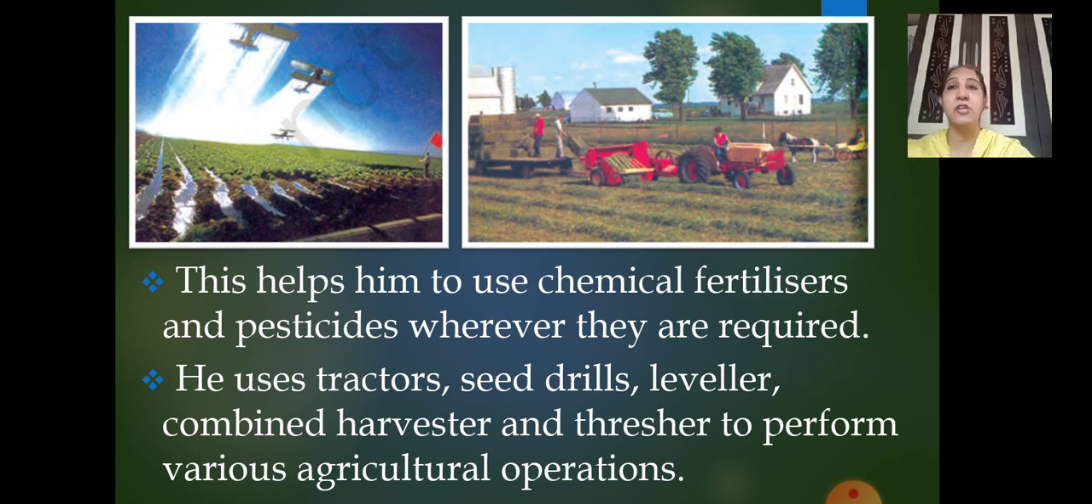Children, in this image you can see the mechanized harvesting in the USA, that is, it is done with the help of machines. They use the tractors, they use the seed drills, they use a leveler for the field, they even use the combined harvester and thresher to perform various agricultural operations.